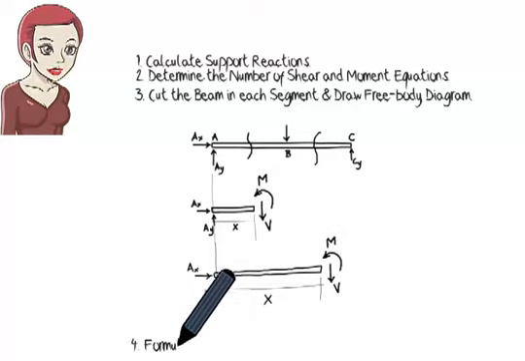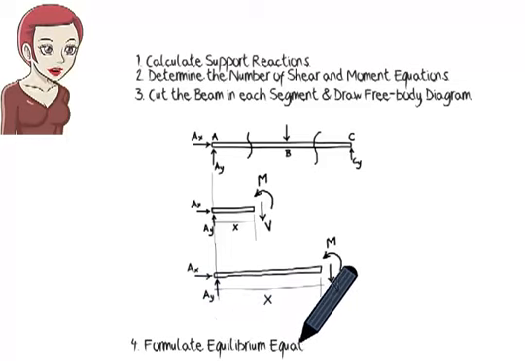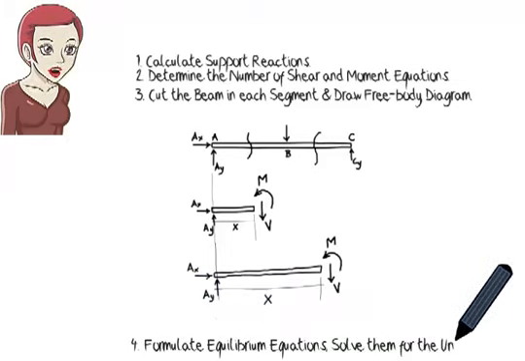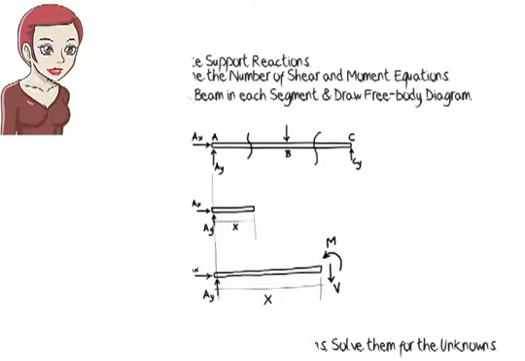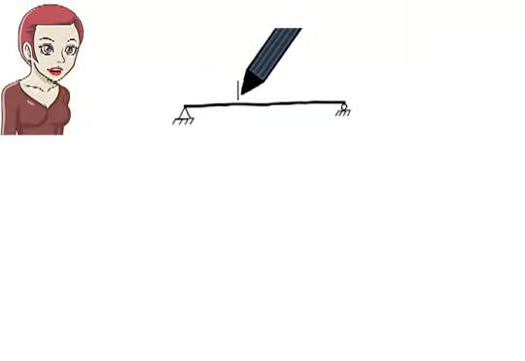The fourth step is to formulate the equilibrium equations for each segment and solve them for the unknowns. Here, the unknowns are the shear and moment at the cut point. Let's go through this process using a simple example. Consider the simply supported beam subjected to a concentrated load of 10 kilonewtons. The load is applied 4 meters away from the left end of the beam. We wish to formulate the shear and moment equations for the beam.